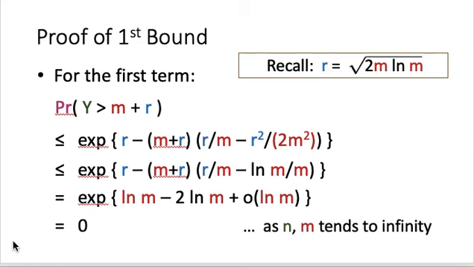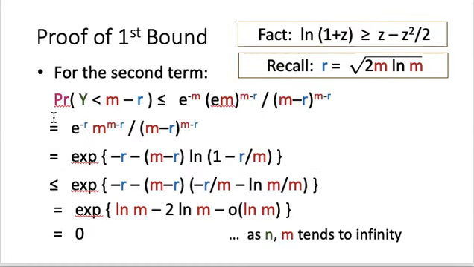So this is the bound for the right tail. So let's see the left tail. We do exactly the same thing as before, but this time we copy the Chernoff bounds for the left tail.